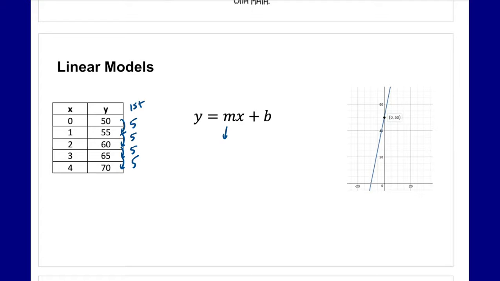In our equation, y equals mx plus b, that's our general form for a linear model. m is our rate of change or slope. b is our initial value or our y-intercept. And then graphically, we have a straight line.